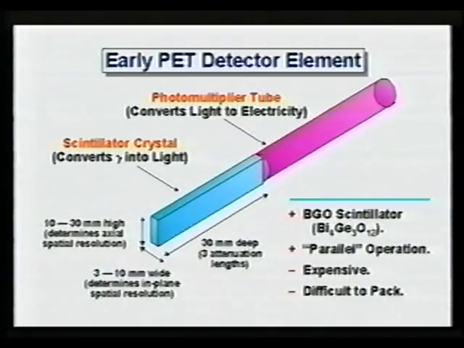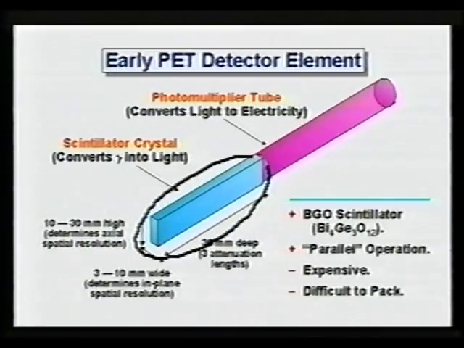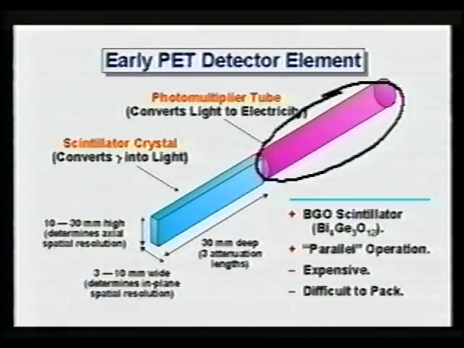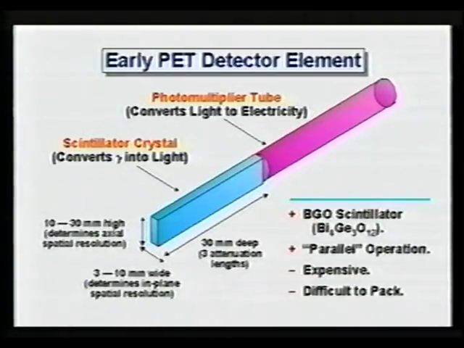If you open up one of them and look inside, at the thing that is actually doing the gamma ray detection, in the early days you would have seen something like this. You'll see a scintillator crystal. A scintillator is a material that, when gamma radiation interacts with it, converts the gamma radiation into visible light. That scintillator crystal is connected to a photomultiplier tube. The photomultiplier tube then sees that visible light and converts it into an electrical signal.